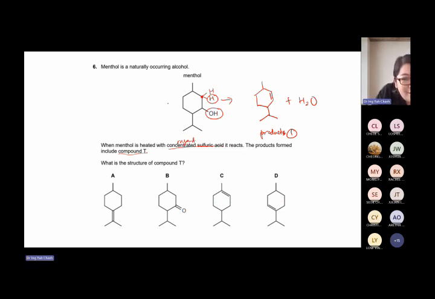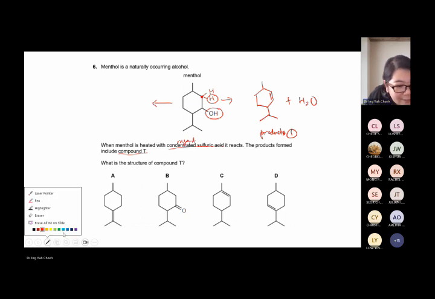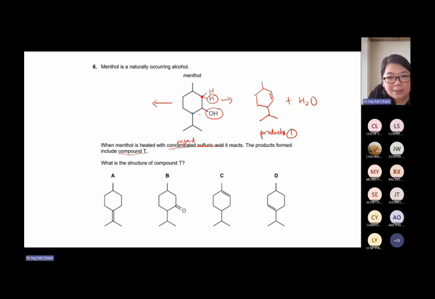So that means compound T is not a product from removing an H from this carbon on top. There's another neighbor. Let me use another color, maybe blue. This blue neighbor has another hydrogen also. You see, this is a carbon. It has 1, 2, 3 bonds to an alkyl group, which means there's a fourth bond to a hydrogen.